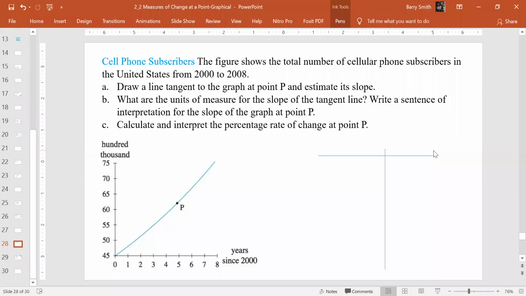All right, so we're back with an actual kind of problem that has units we need to label. So here it says cell phone subscribers. The figure shows the total number of cellular phone subscribers in the US from 2000 to 2008. Draw a line segment to the graph at point P and estimate its slope. What are the units of measure for the slope of the tangent line? And then write a sentence of interpretation for the slope of the graph at point P, and then calculate and interpret the percentage rate of change at point P.